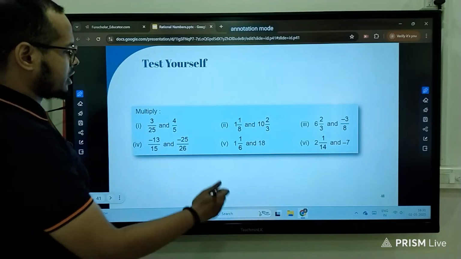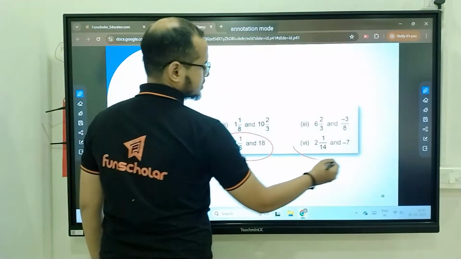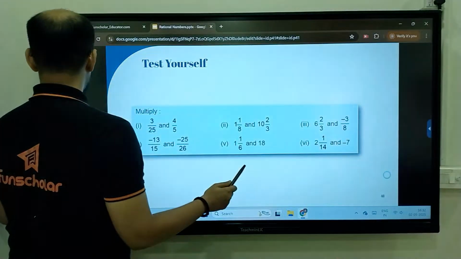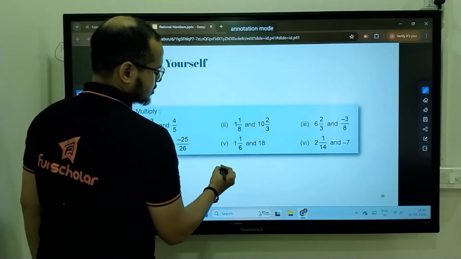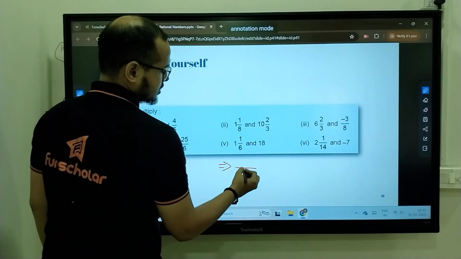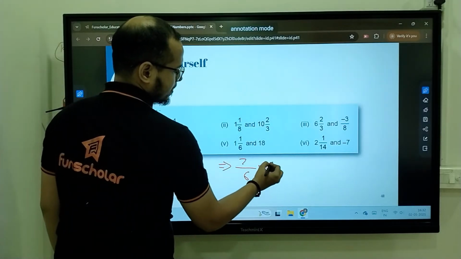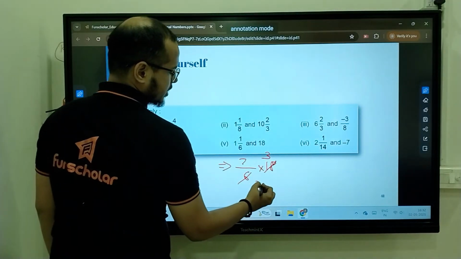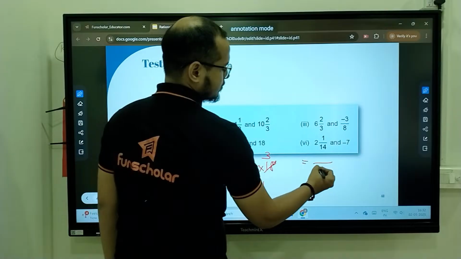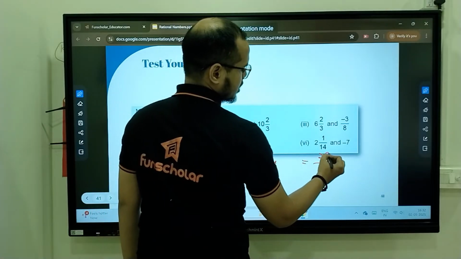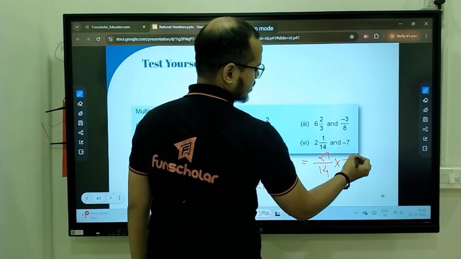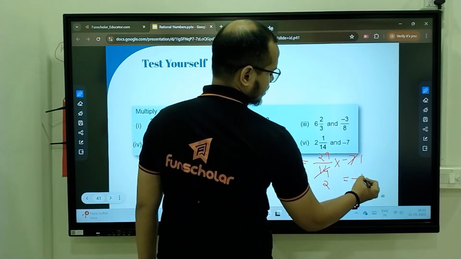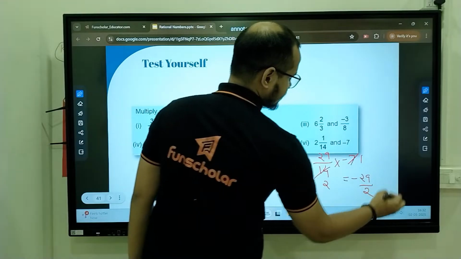Okay, let me do this and this. First one, 6 ones are 6, 7 into 18, multiplication, right? 6 threes are 18, answer is 21. This one, 14, 28, 29 into minus 7 to minus 1. So the answer is minus 29 by 2. Okay.